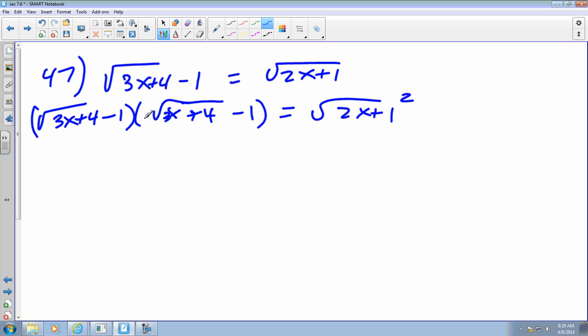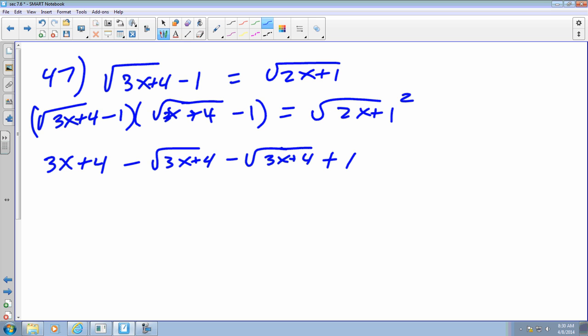When I FOIL this out, I get 3x plus 4 minus the square root of 3x plus 4 minus the square root of 3x plus 4, and negative 1 times negative 1 is positive 1. Make sure your radical covers everything. On the other side, I get 2x plus 1.